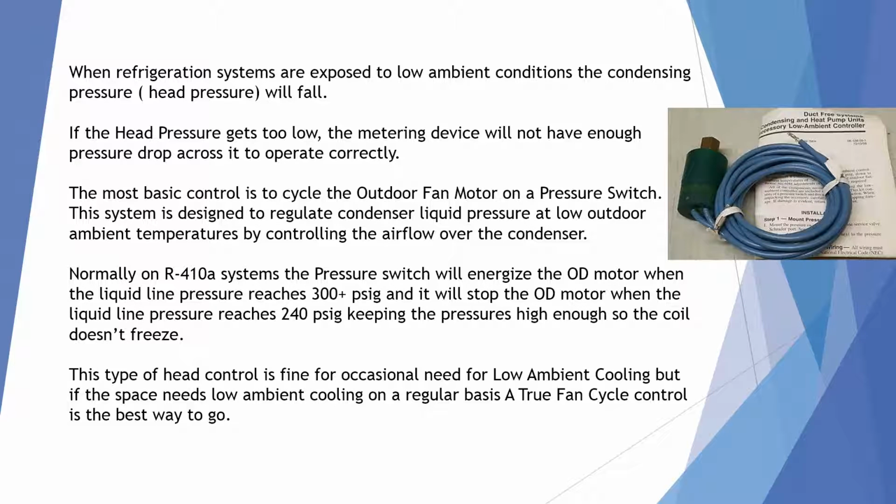condenser. Normally on R410A systems, the pressure switch will energize the outdoor motor when the liquid line pressure reaches 300 psig, and it will stop the outdoor motor when the liquid line pressure reaches 240 psig, keeping the pressures high enough so the coil doesn't freeze. This type of head control is fine for occasional need for low ambient cooling, but if the space needs low ambient cooling on a regular basis, a true fan cycle control is the best way to go.